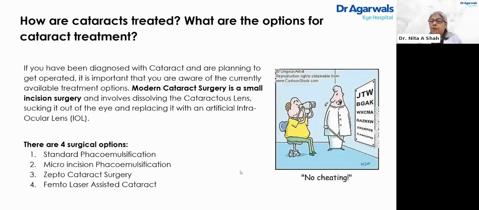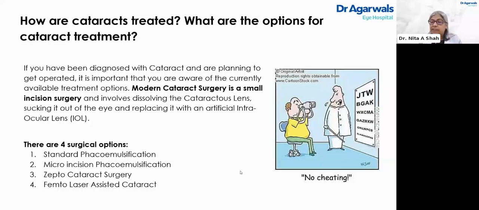So now we talk about treatment. There is no treatment for cataract with either eye drops or medicines or alternative medicine. The only treatment for a cataract is surgery once it has developed to a level where it is compromising the vision sufficiently to need a surgery to be done.